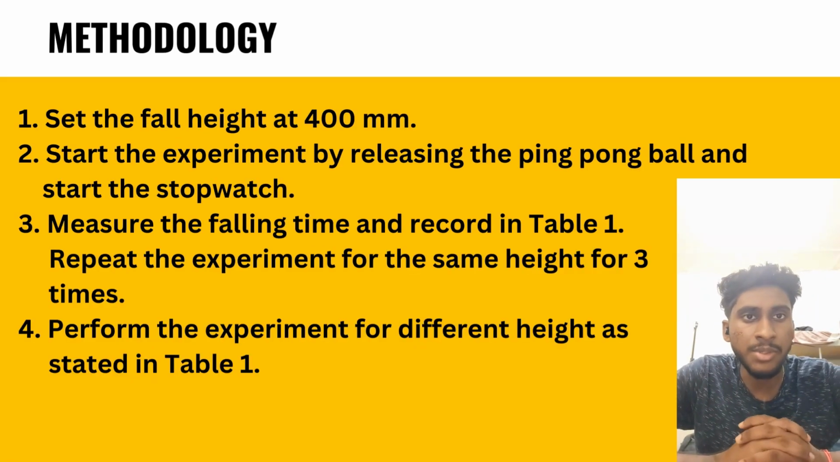In this slide, I'll be talking about the experiment's methodology. The first step is to set the fall height to 100 mm. Second, start the experiment by releasing the ping pong ball and start the stopwatch. Third, measure the falling time and record it in table 1. Repeat the experiment steps for the same height 3 times. Fourth, perform the experiment for different heights as stated in table 1.